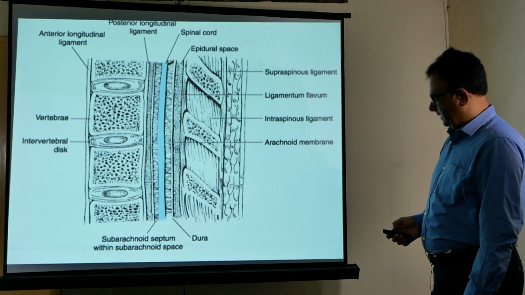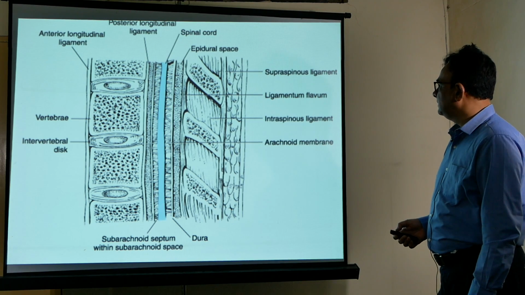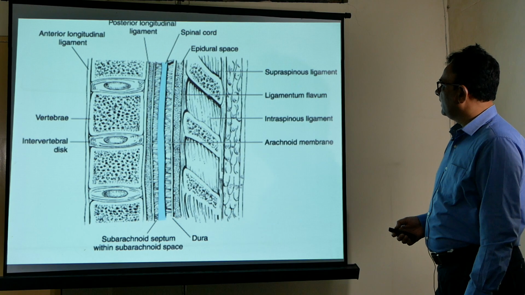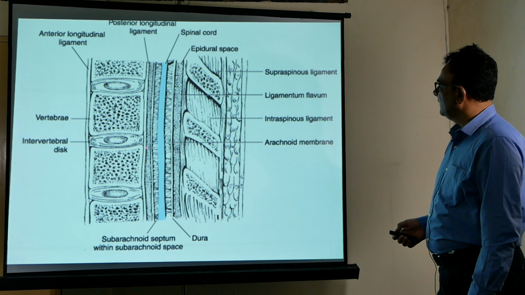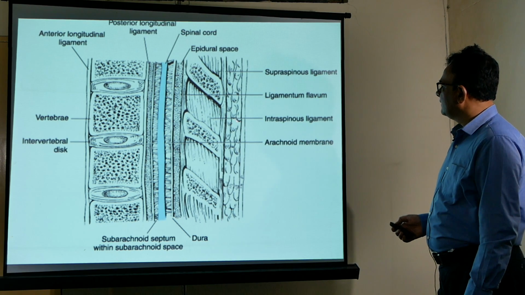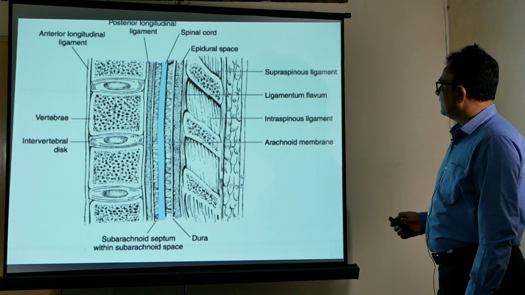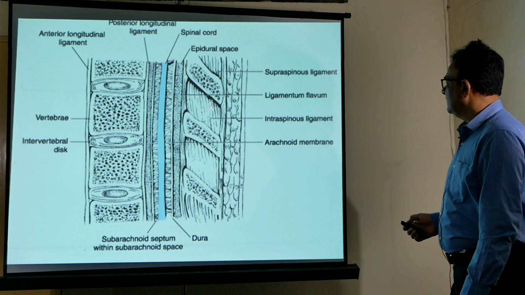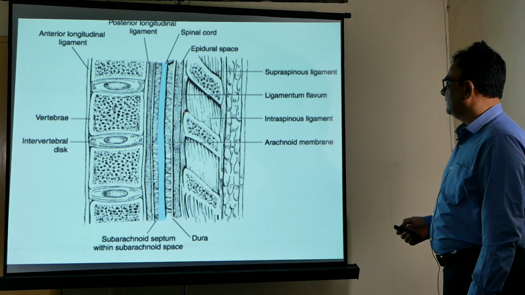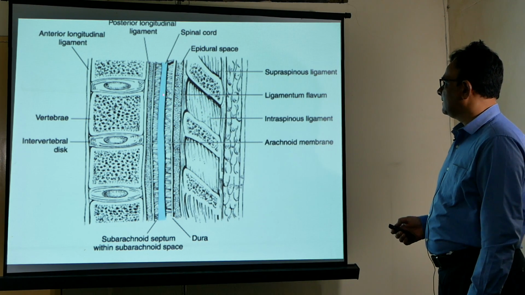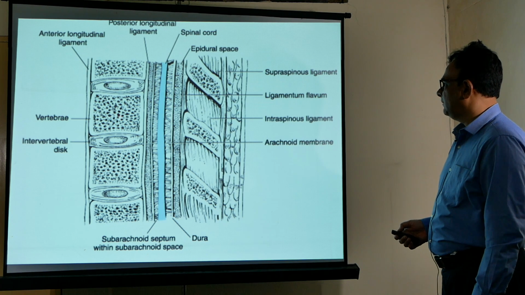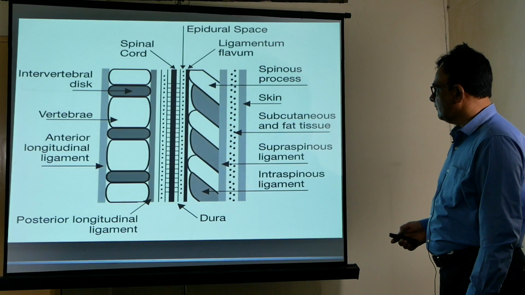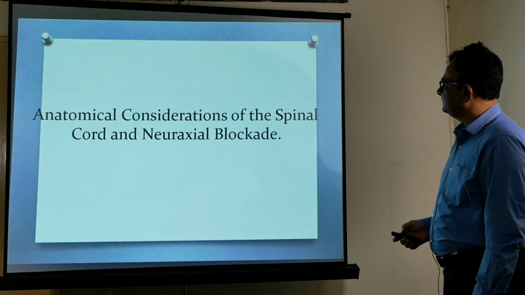This is also a picture, the cross section of the vertebral part. This is skin, this is fat, this is supraspinous ligament, this is spinous process, this is interspinous ligament, then epidural space, and this is spinal cord, and this is a vertebral body, and this is intervertebral disc. This is the same picture.